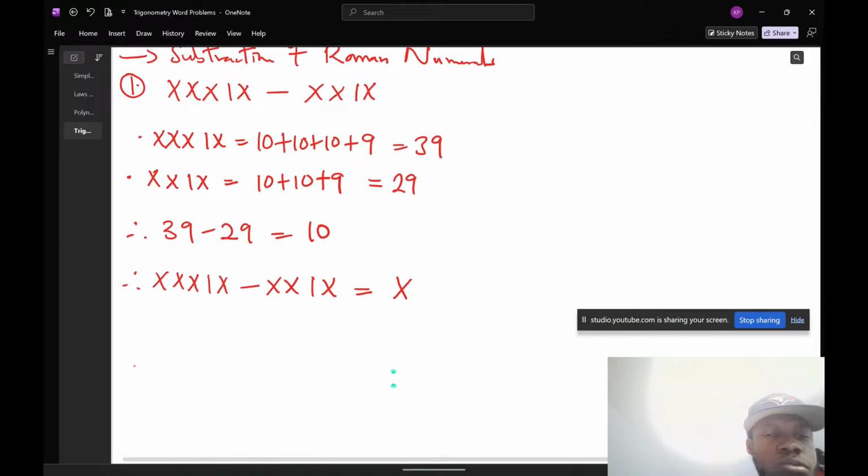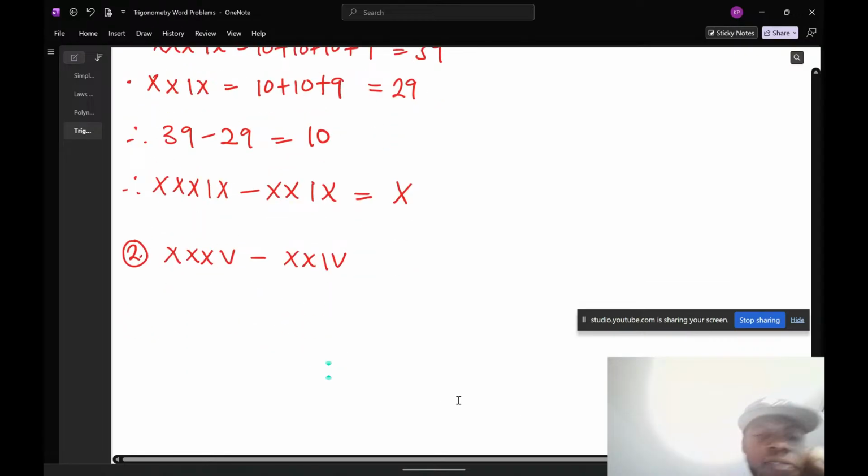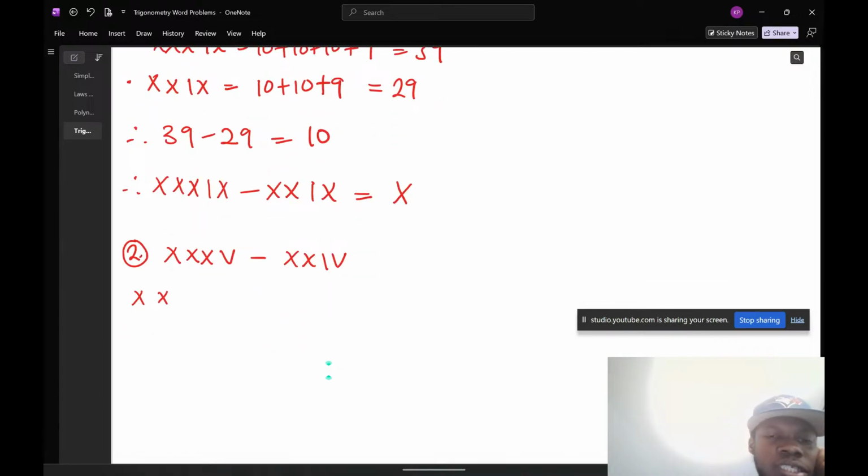So now let's do XXXV minus XXIV. XXXV minus XXIV. So now let's convert XXXV to a number. X is 10, right? So that's 10 plus 10. V is 5. So 10 plus 10 is 20. 20 plus 10 is 30. 30 plus 5 is 35.